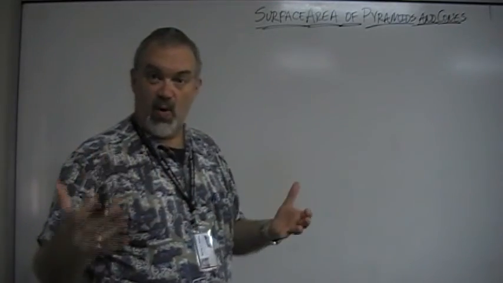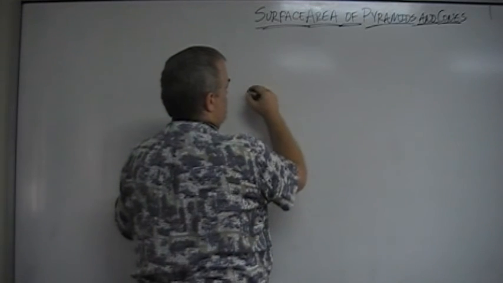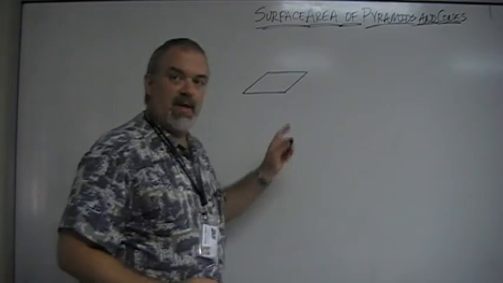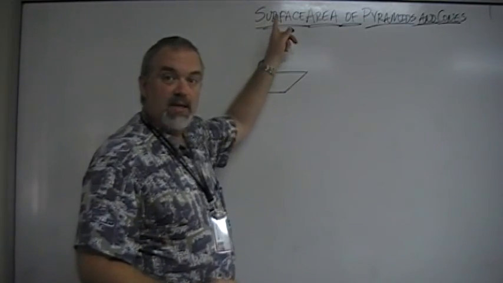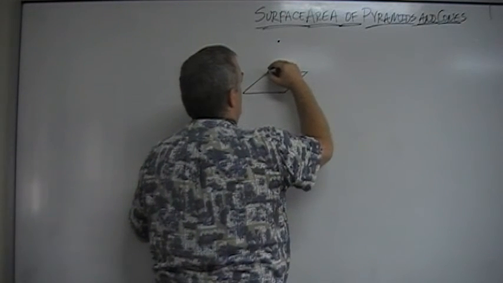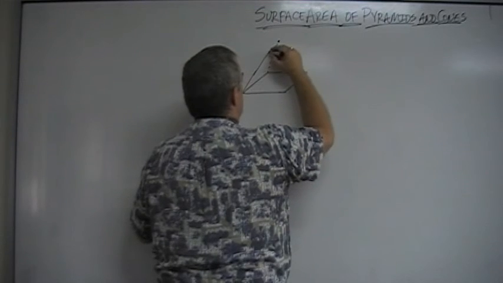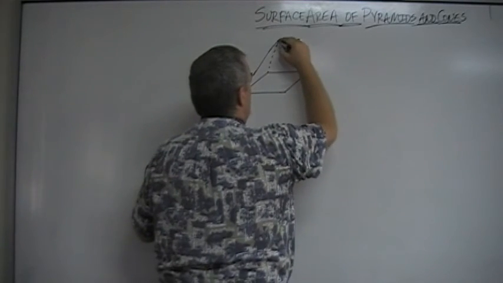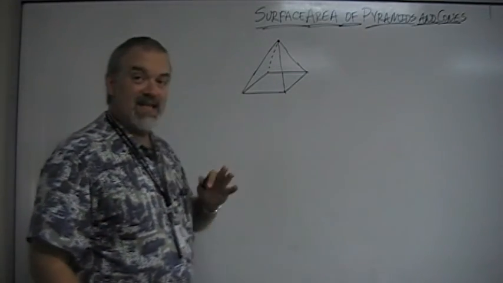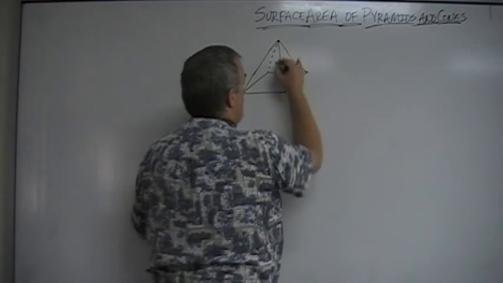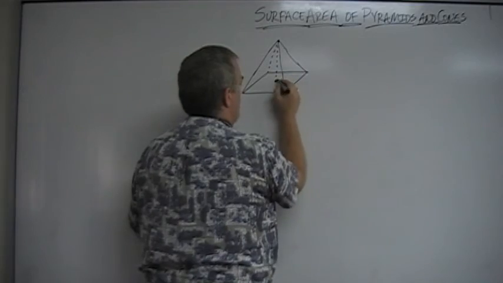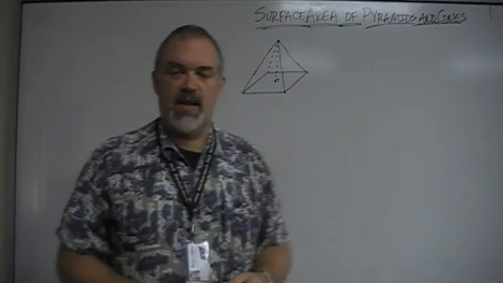So for example, if we had a square-based pyramid, we would start with a square, and then we would connect each vertex to an apex, to a point above that. Perhaps that's the point, and then we connect each of these vertices to that point, and we're left with a pyramid. Now, a right pyramid is a pyramid whose apex is directly above the center of the polygon that's at the bottom.